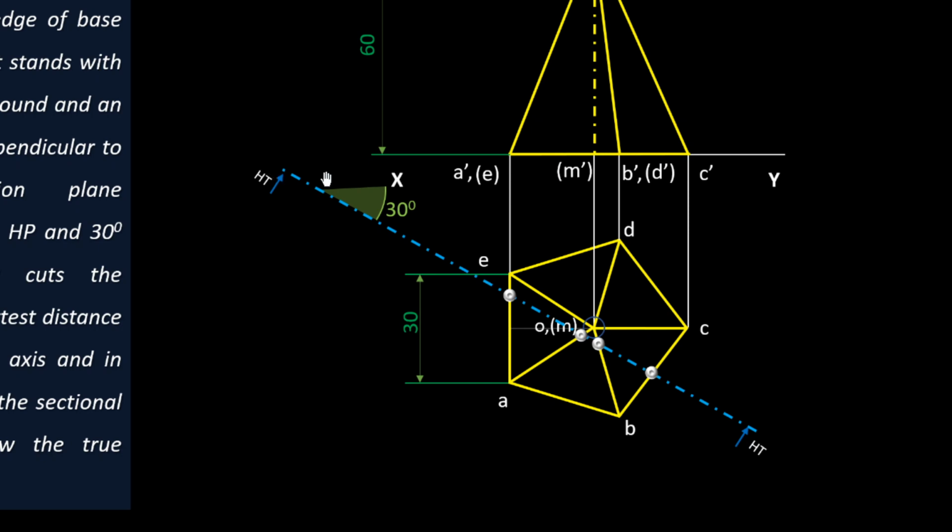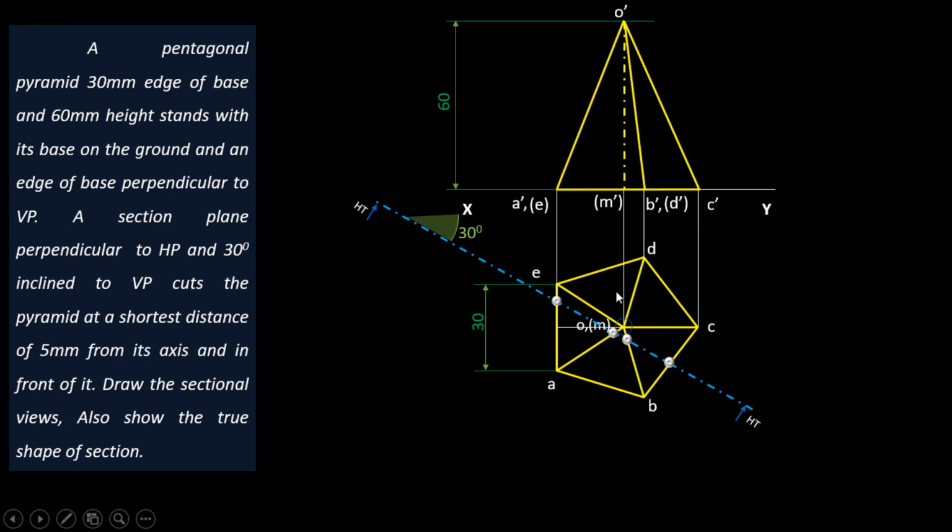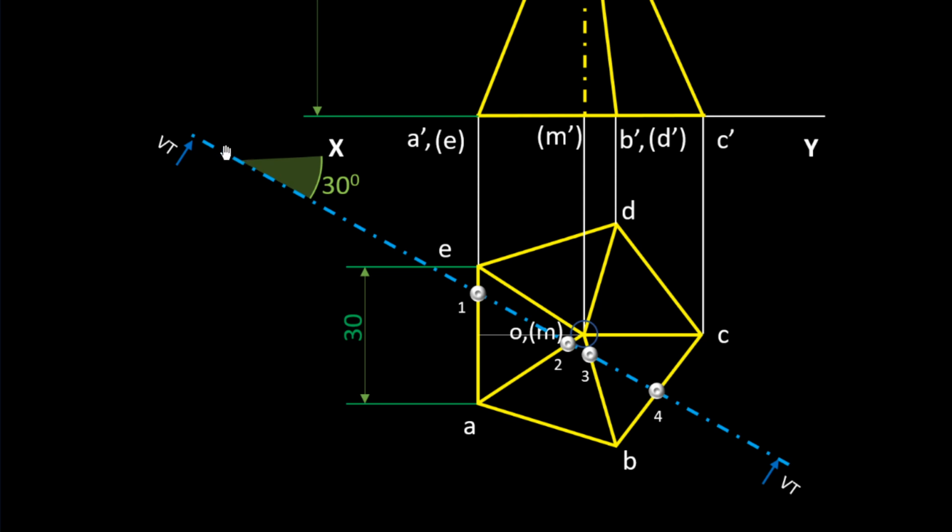So start from any of the extreme ends. I'm starting from the extreme left side and moving along the section plane. The section plane first meets the solid at this edge, which is edge AE. That means section point 1 is on edge AE, and again moving along the section plane, the next time this section plane hits the solid at OA.